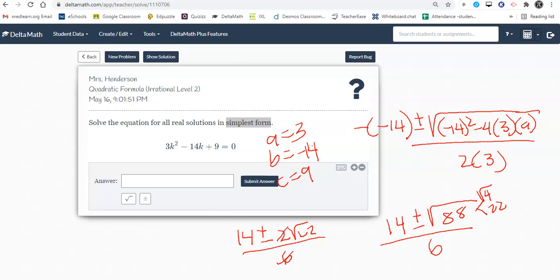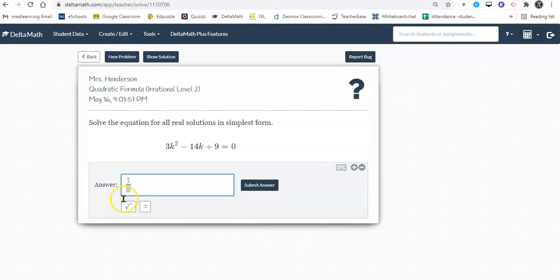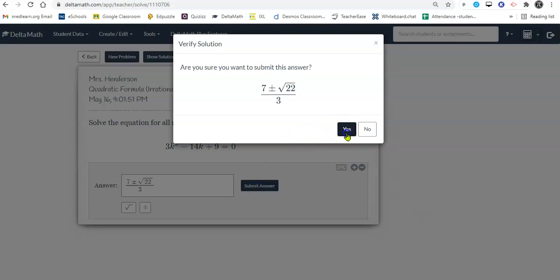This can be reduced by 2, so 7, 3, and 1. So 7 plus or minus the square root of 22 all over 3. So let's see, 7 plus or minus square root of 22 all over 3. I think I did that right.